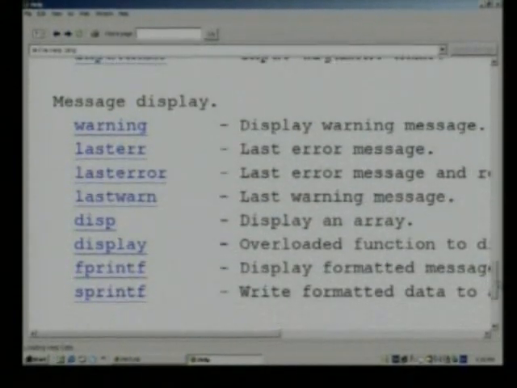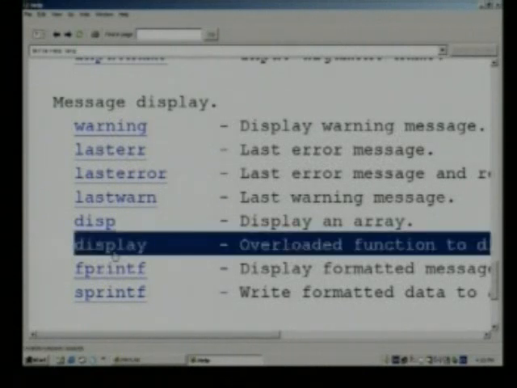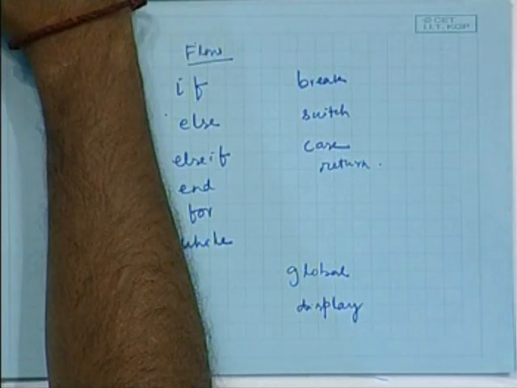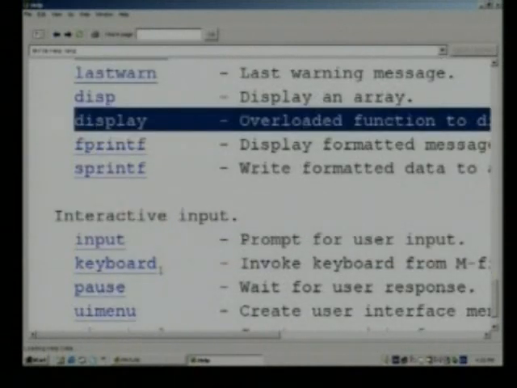Similarly, you got message display, whether you want to write a program where you can write warning. For warning, the message will be displayed in red. Similarly, last error message, last error, last warning, display. Out of the whole thing, only display will be important. And fprintf, sprintf is similar to your C file handling functions, where you can write to and read from the file.